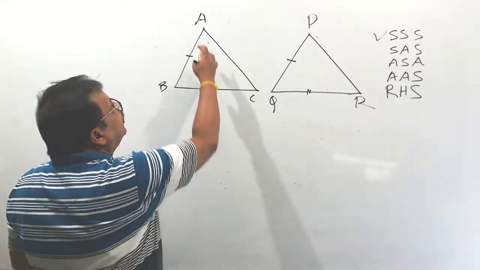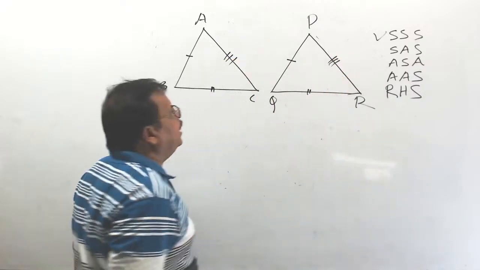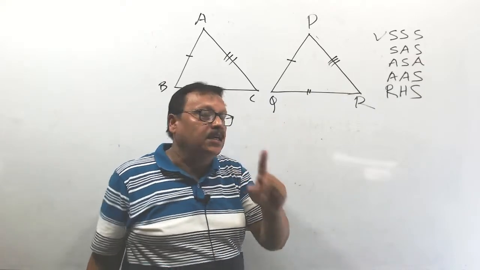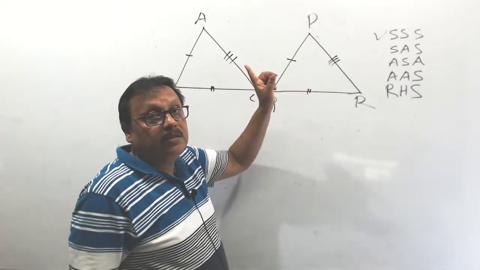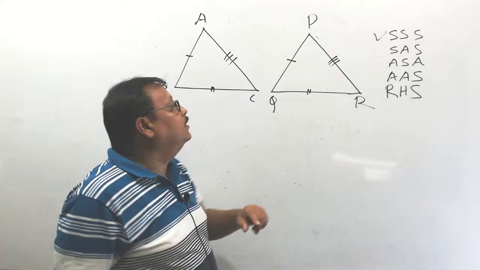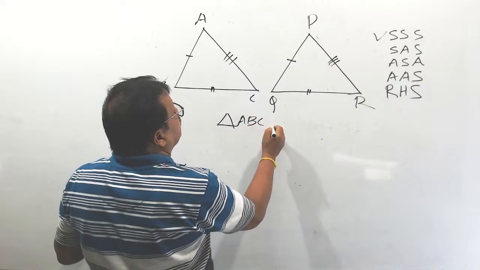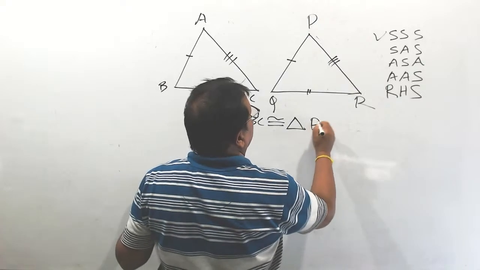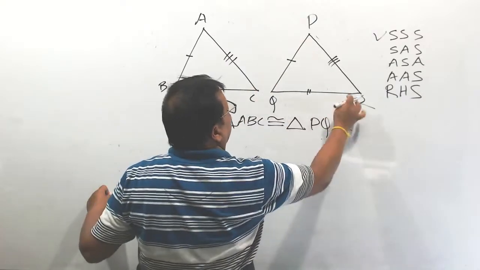understood? And if we can prove CA is equal to PR, these are corresponding sides, only the sides, there is no angle, only the three sides. If the corresponding three sides of the two triangles are exactly equal in length, then triangle ABC will be congruent, by this symbol, to triangle PQR. In order you have to write ABC, PQR. Don't write PRQ.